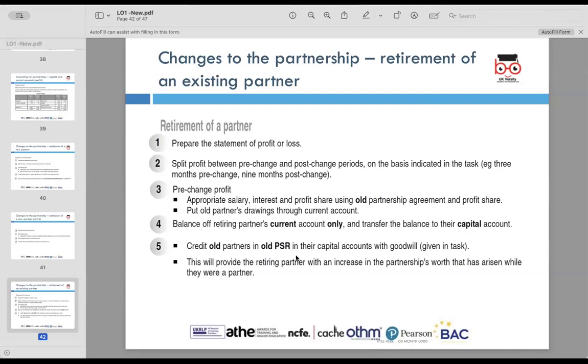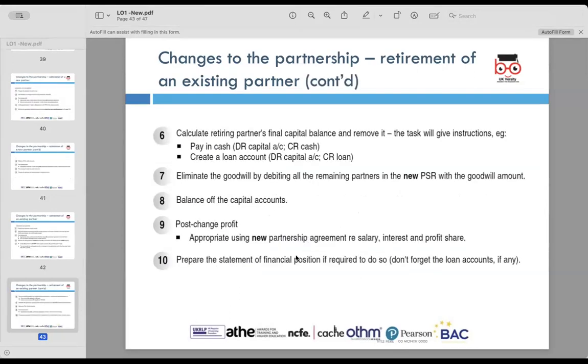So the retirement of a partner necessitates systematic financial adjustments to accurately reflect the retiring partner's entitlements and to maintain the financial integrity of the partnership. These steps ensure that the retiring partner's financial interests are properly settled while preserving the partnership's operational continuity. Changes to the partnership: retirement of an existing partner.